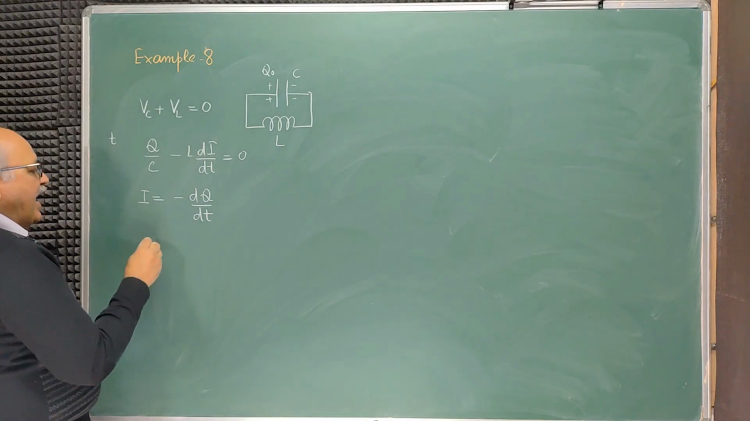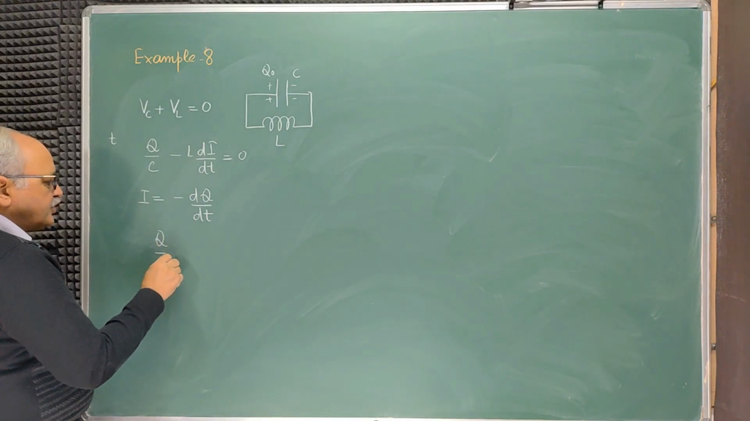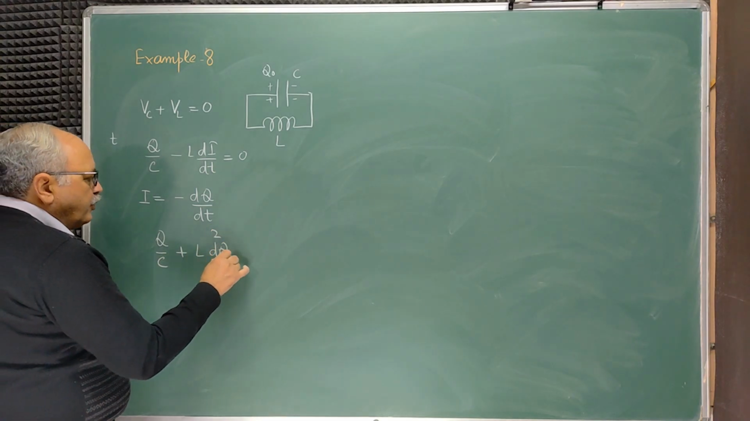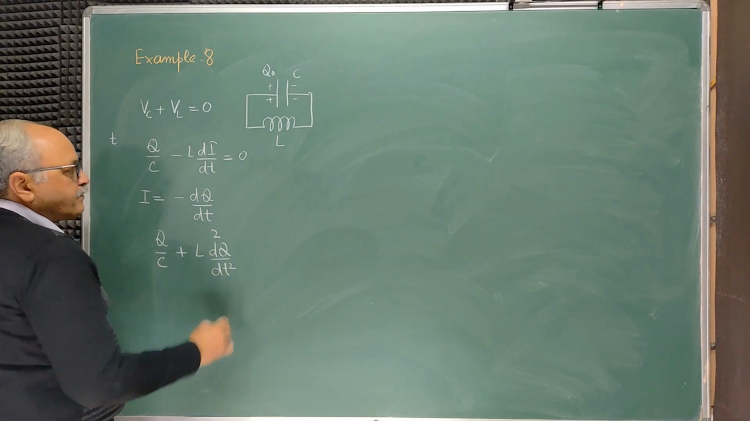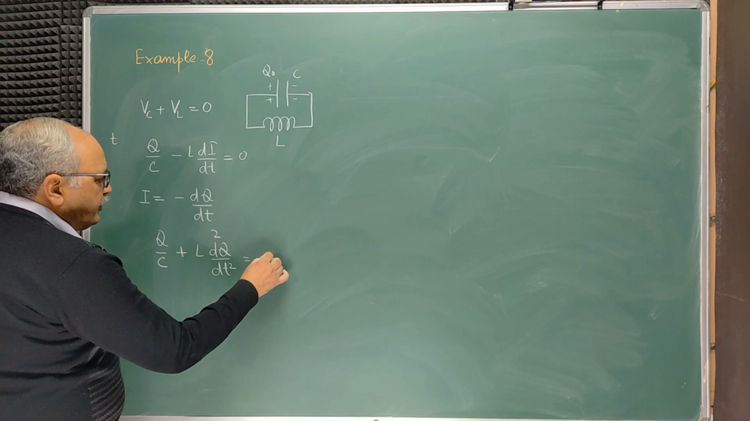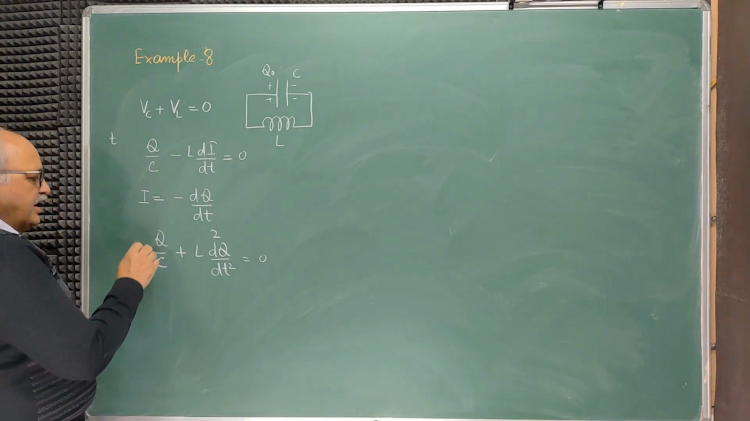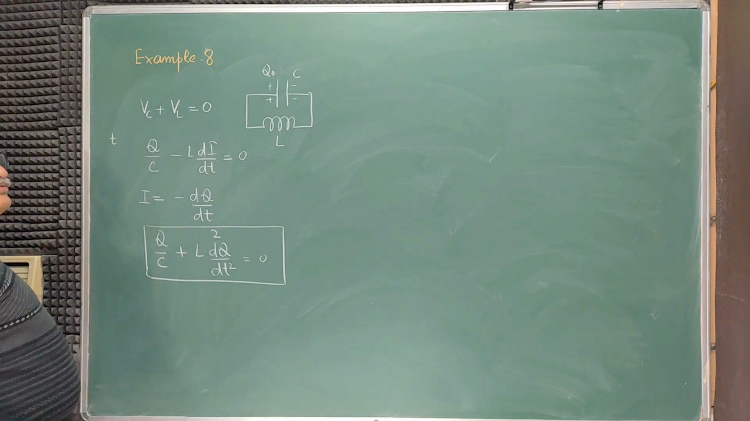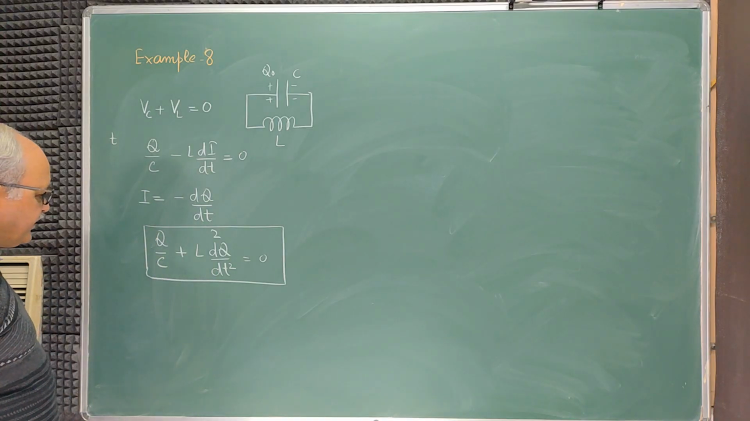So if I put it back, this becomes Q by C plus L d square Q over dt square equals 0. So this is the required differential equation for this type of circuit arrangement.